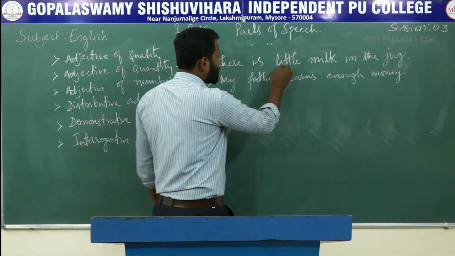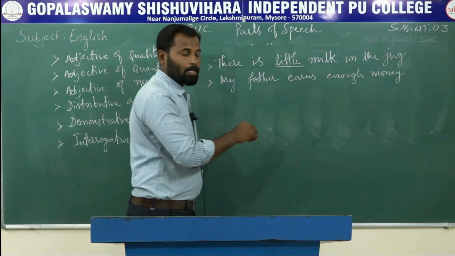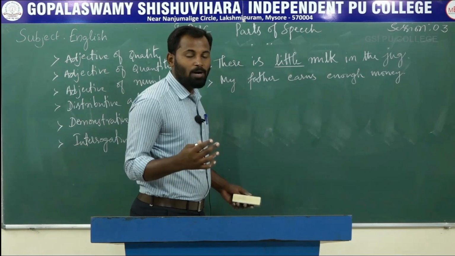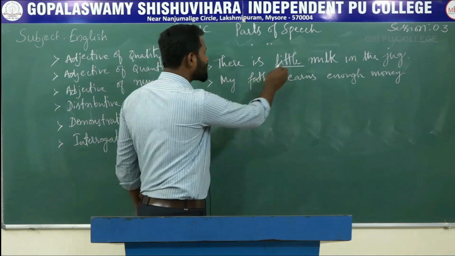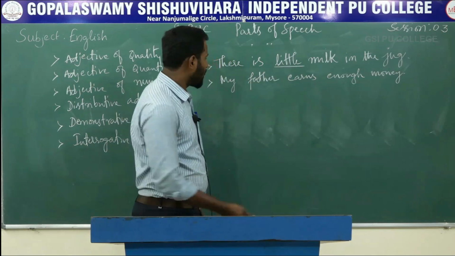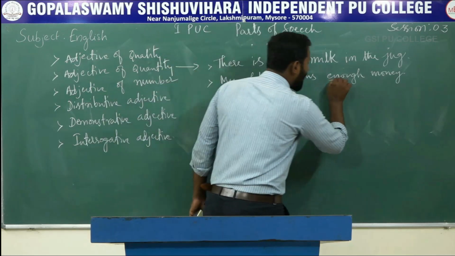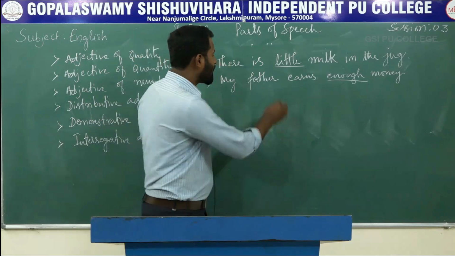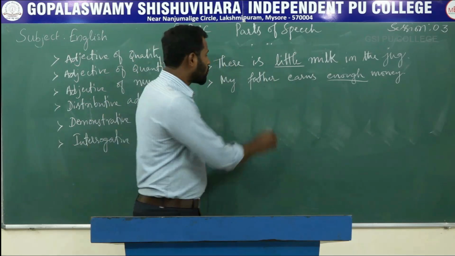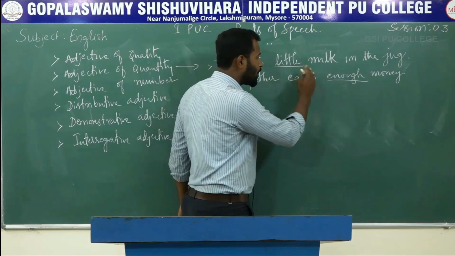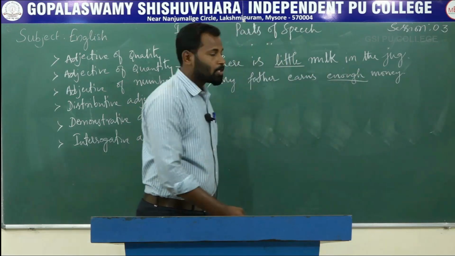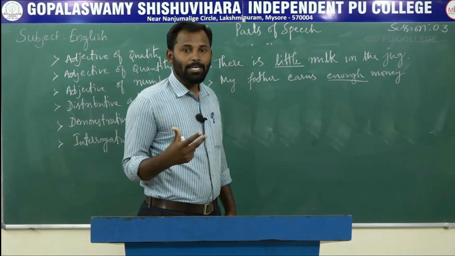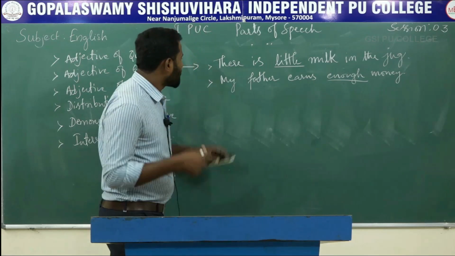So in the first example, the adjective little talks about the quantity of milk. How much milk you have in the jug? There is little milk in the jug. In the second sentence, the word enough talks about the quantity of the money. How much money does this person earn? My father earns enough money. So the adjective of quantity describes or talks about the quantity of things.